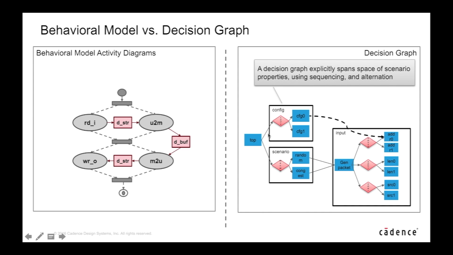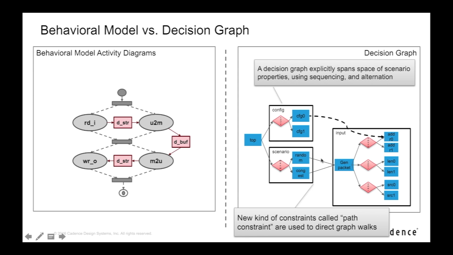So here's the top, and we can select one of the legal configs in here. And our scenario could be random or congest. When we generate a packet, we need to first generate the address, then the length, and then the source. These are all selections that we can make in our test. And here it is: this is a logical model to describe a test.